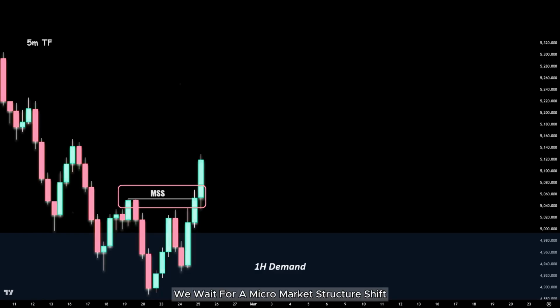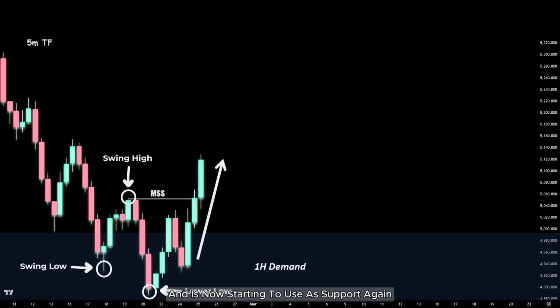We wait for a micro-market structure shift, which tells us momentum is actually returning, and that needs to be followed by the formation of a bullish breaker block. To keep it super simple, a breaker block is just a failed order block that the price broke right through and is now starting to use as support.